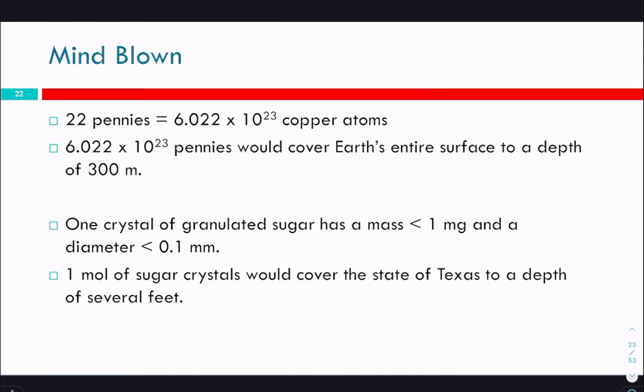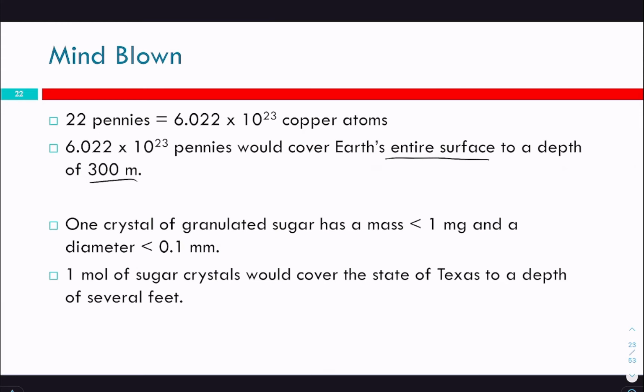So remember I said if you tried to count atoms for the rest of your life, you'd get like a grain of sand. If you had 6.022 times 10 to the 23 pennies, that's 1 mole of pennies, not atoms of copper. That many pennies would cover the Earth's entire surface to a depth of 300 meters. That's including the oceans. Over the oceans, the entire world would just be 300 meters deep in pennies.